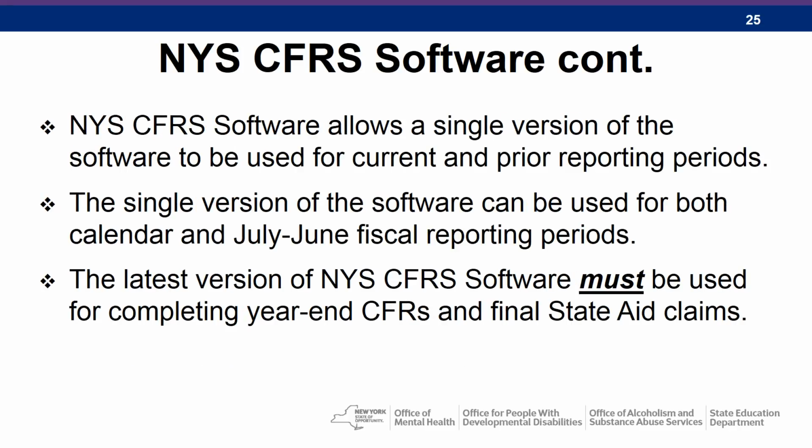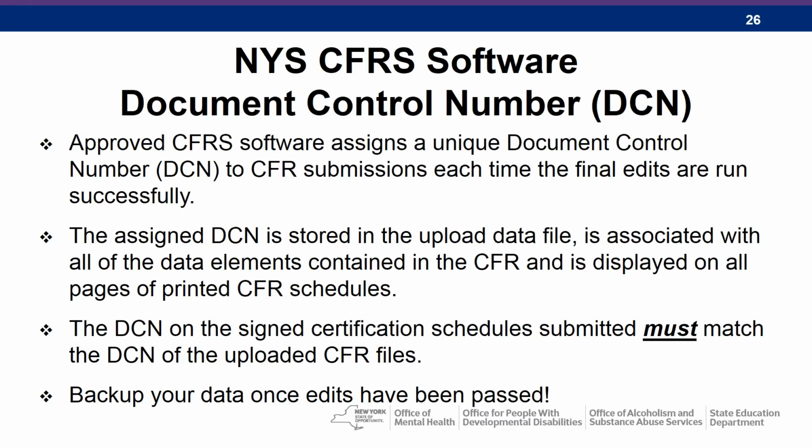The CFR software allows a single version of the software to be used for current and prior reporting periods. The single version of the software can be used for both calendar and July to June fiscal reporting periods, and the latest version of CFR software must be used for completing year-end CFRs and final state aid claims.